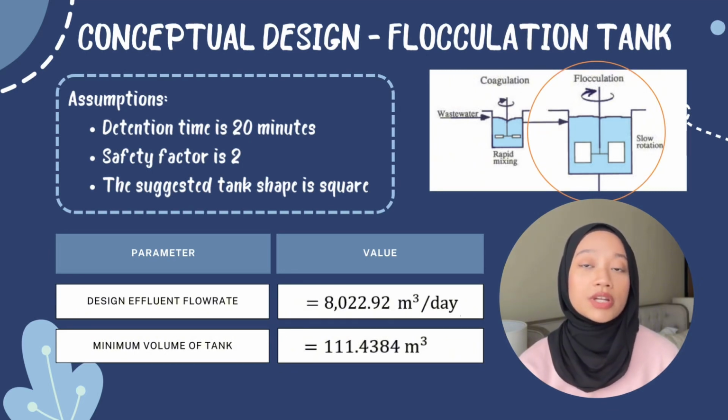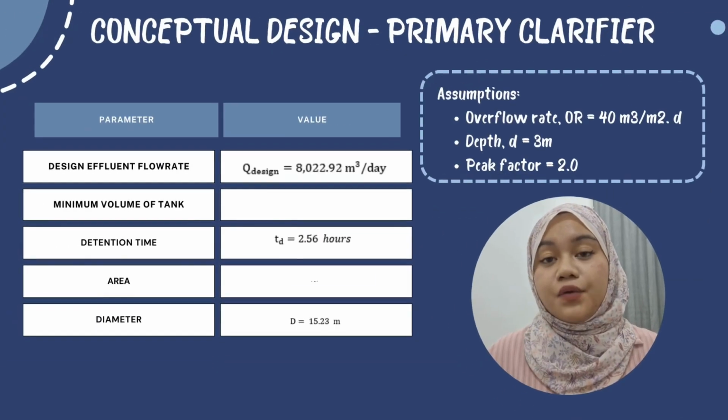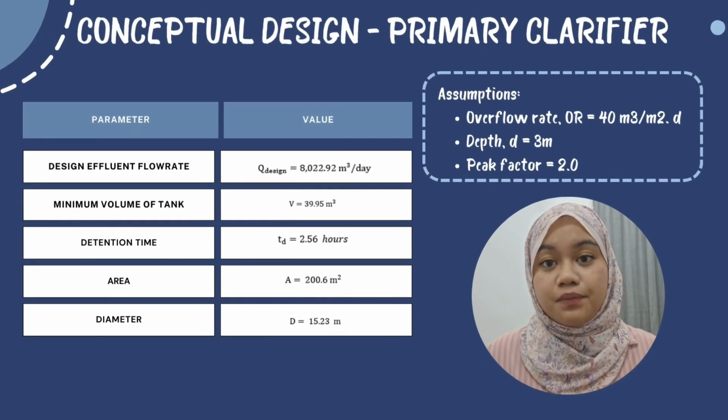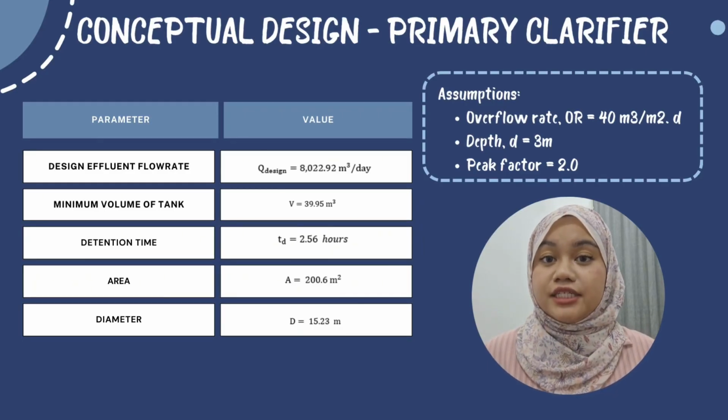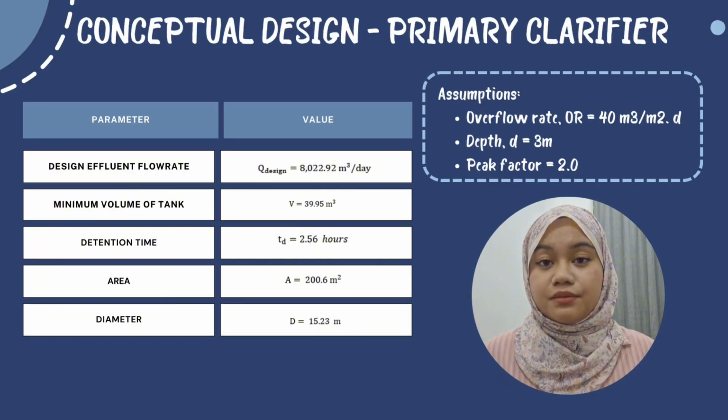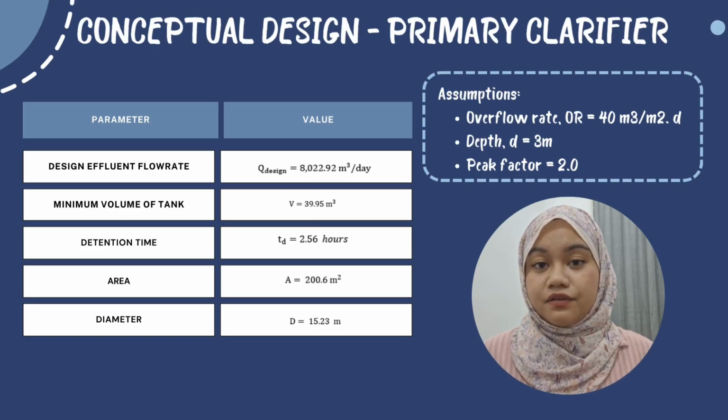111.4394 m3. I will explain the conceptual design of a primary clarifier in a wastewater treatment. Before we dive into the design, let's look at the key assumptions. So the overflow rate is 40 cubic meters per square meter per day. The clarifier depth is around 3 meters. A peak factor of 2 is considered to handle variations in flow.